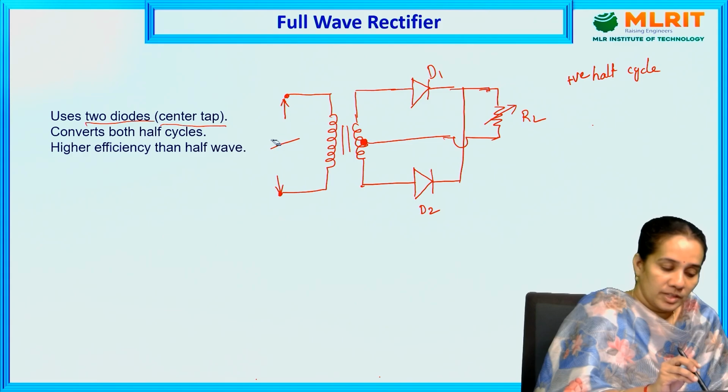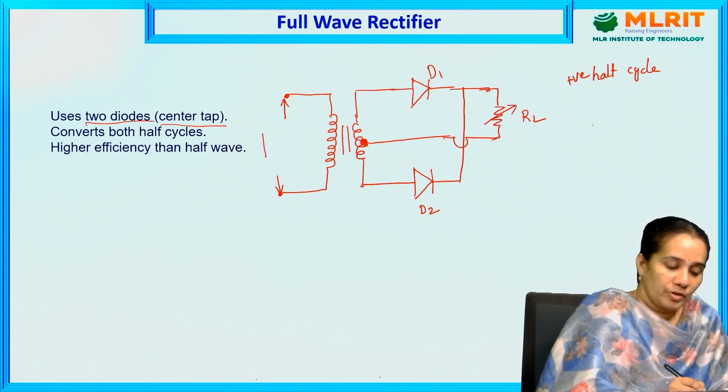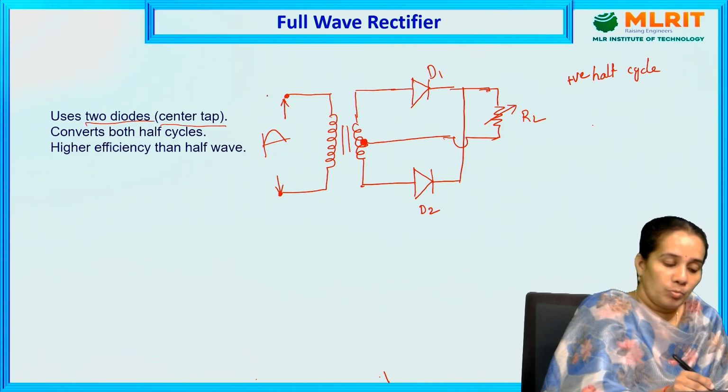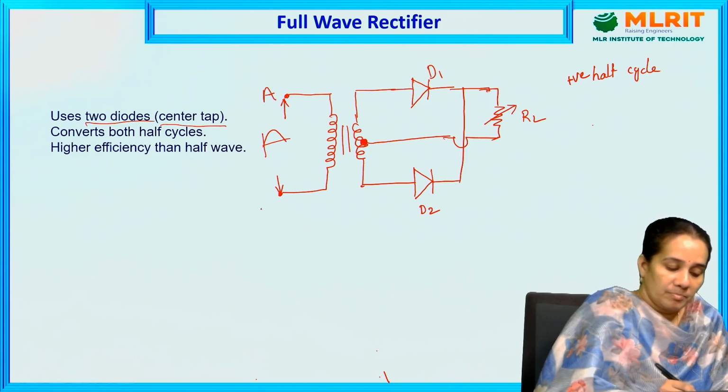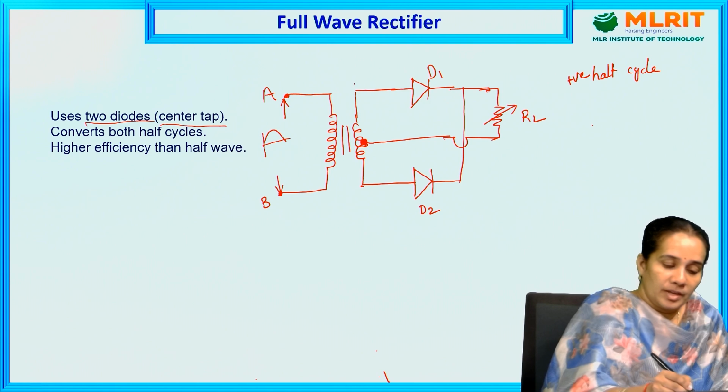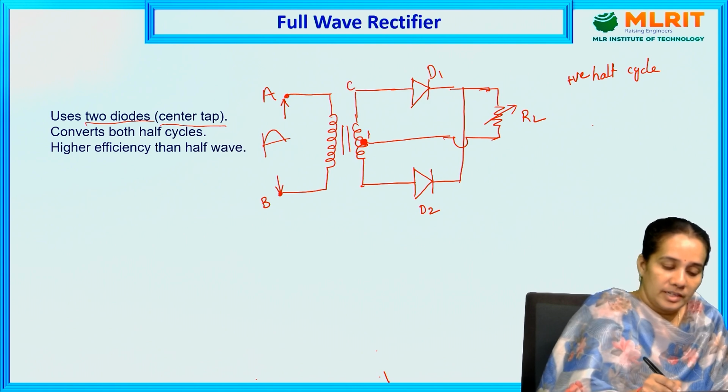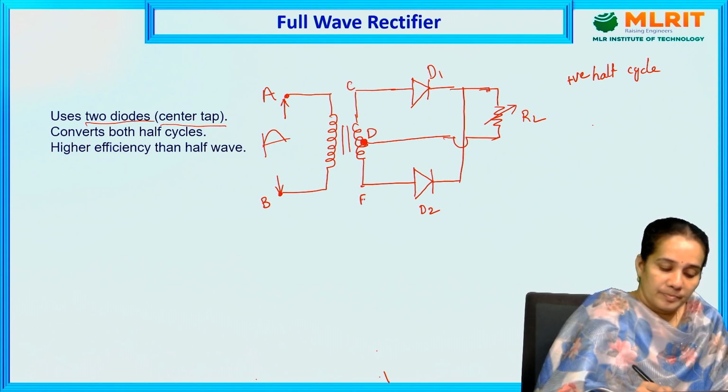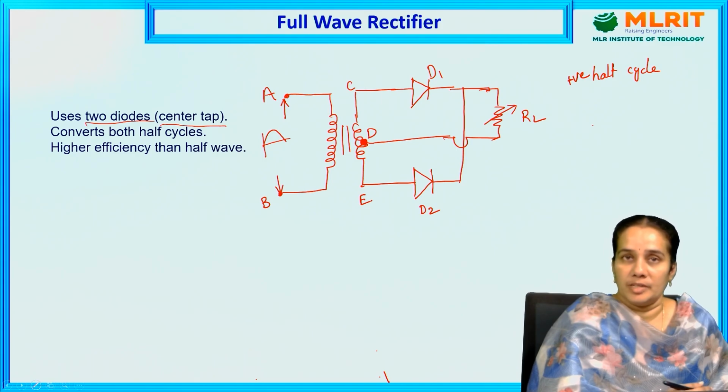So here what is the input? We are giving only the positive input. So for the positive half cycle, what is the voltage source? We are getting positive voltages. Then here let us consider it as node A and this as node B, and this one is the node C, D, E. A, B, C, D, E.